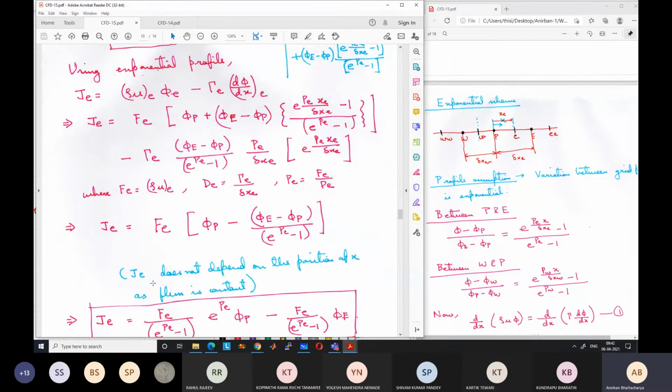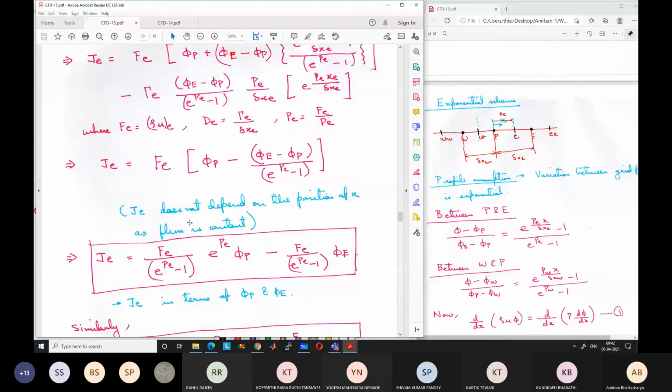So it means that the flux does not depend on the position of x. This is understandable as flux is constant, but it means that wherever we take the interface, whether it is halfway or not, does not matter because the flux is same, and is given by this expression. So J is equal to Fe phi p minus phi e by e to the power p minus 1.